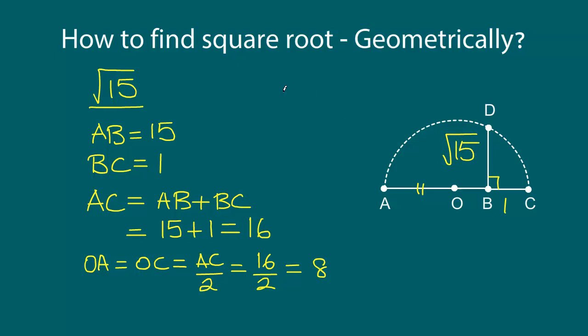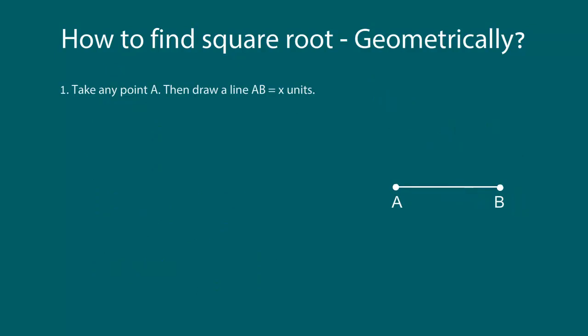In other words, the measure of the length BD, if you were to measure this length, is going to be square root of 15. So we did not know what is the actual length or how much is square root 15. So using this geometric method, now we have found out what is the measure square root 15. So let's write down these steps one by one.